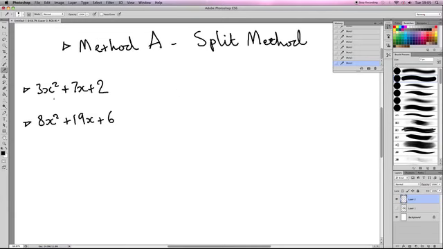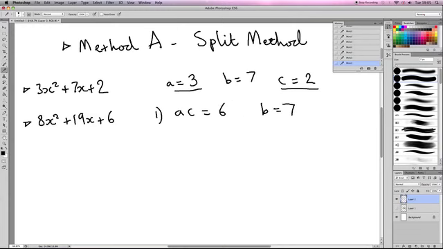First thing you need to know about quadratics is what your A, B, and C are equal to. These are the coefficients on your terms. Your A is that one there, so the coefficient of x squared is 3, your B is equal to 7, and your C is equal to 2. With pretty much all the methods, you need to work out what AC is in your first step. In this case, it would just be 3 times 2, equal to 6. You also need to know what B is equal to, but you can just read that off your quadratic right there.